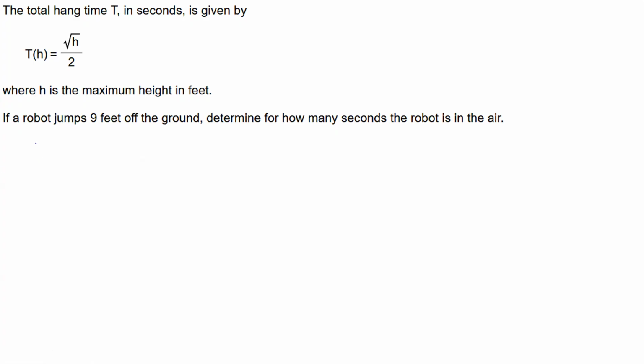All right, so what does that mean? Well, it means h is equal to 9, so t of 9 is equal to what? Well, the square root of 9 over 2. The square root of 9 is 3, over 2, so 1.5, and that's going to be seconds. Okay. And again, we didn't need a calculator for this. It was all pretty much simple stuff. So that's how we would get that one.